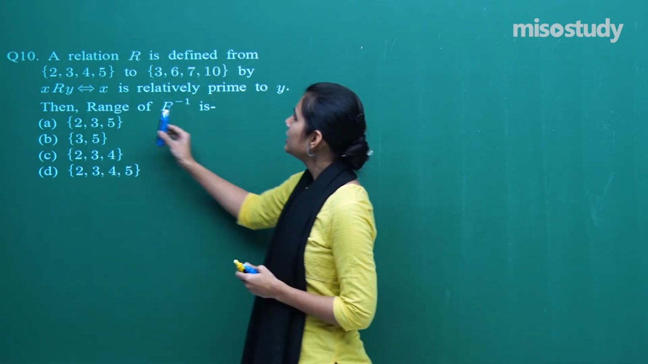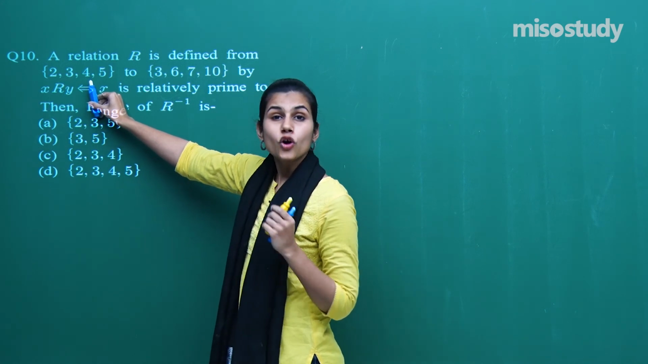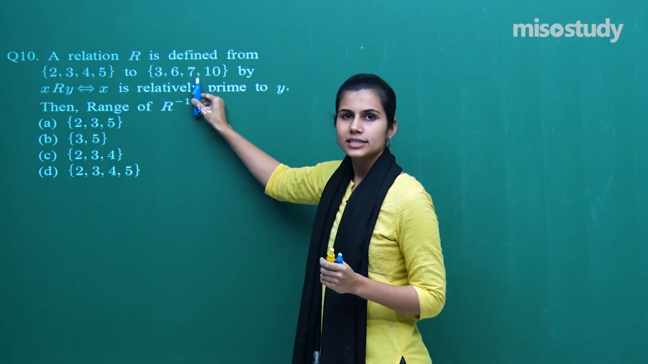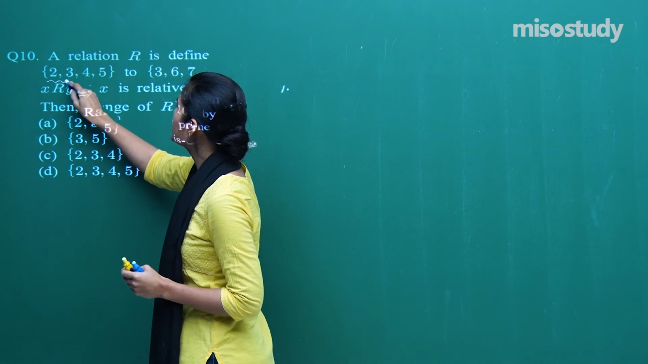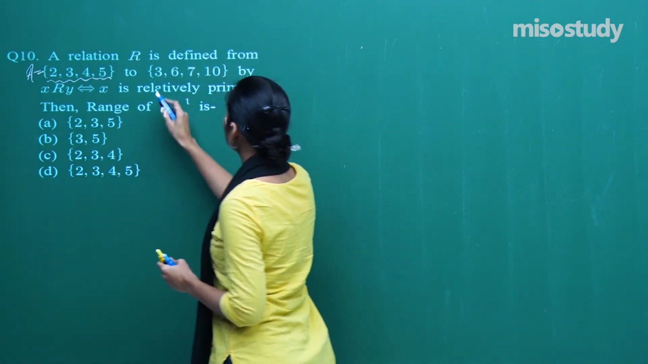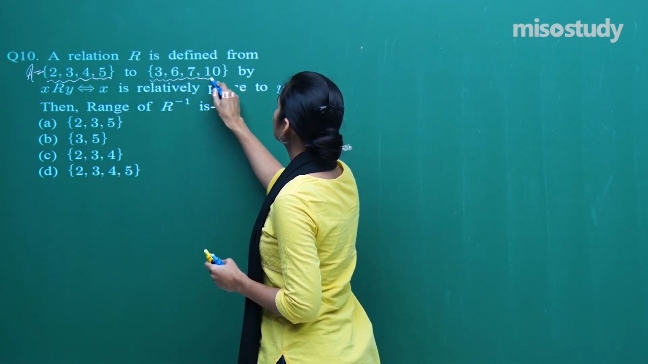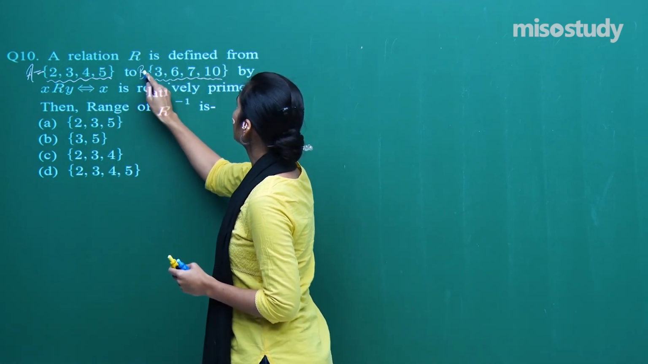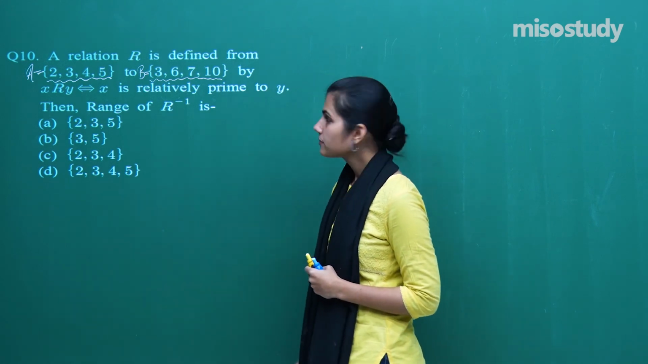It says, if R is a relation from this set to this set. So let's say that this set is my set A and this set sitting here is my set B.